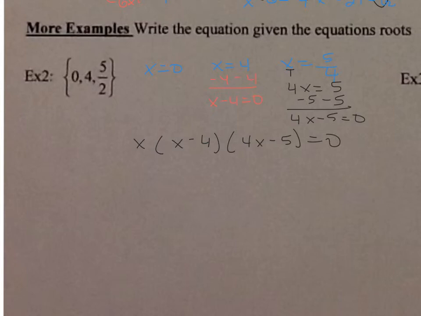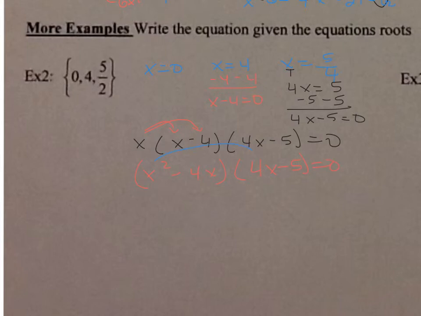Let's start with the x on the outside of the x minus 4. I'm going to distribute the x. I get x squared. And x times negative 4 is negative 4x. And now I have to multiply that by 4x minus 5. So we will double distribute again.